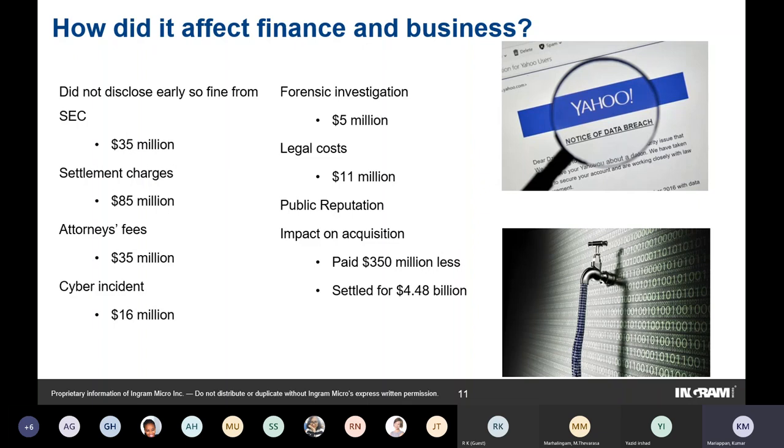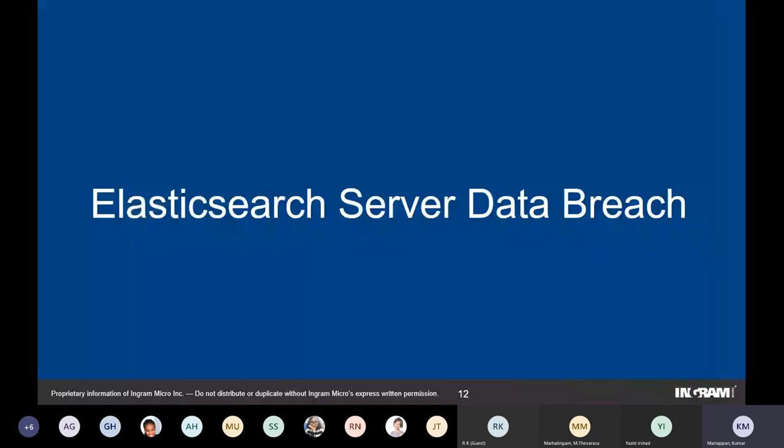It also affected their plans, as one company was about to acquire Yahoo. They had to sell it for $350 million less than what was initially agreed upon as part of this acquisition. The next thing we are going to talk about is the Elasticsearch server data breach, which again resulted in a disclosure of data.